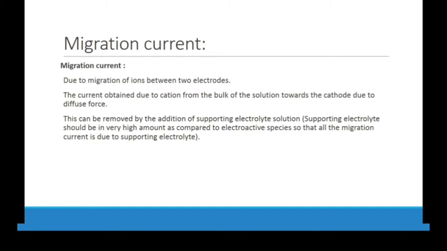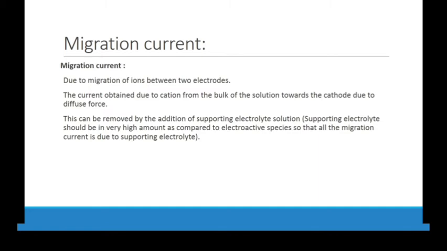Okay, but how can we remove this migration current? We use a supporting electrolyte which moves towards the cathode, towards the mercury microelectrode, and they form a double layer around the mercury electrode because these supporting electrolytes are inert and they are not reduced on the mercury surface. Their reduction potential is not in the range of mercury. That's why we use a supporting electrolyte to suppress the migration current of our analyte of interest.